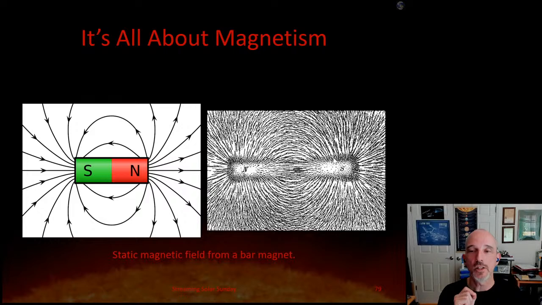So this is a representation, a real physical representation of this diagram. And so this is what magnetic field lines look like when we play with the bar magnet.